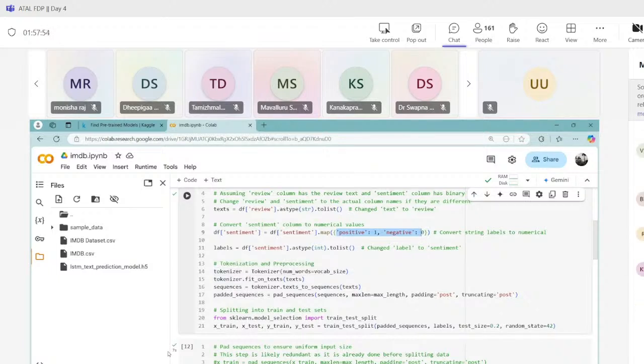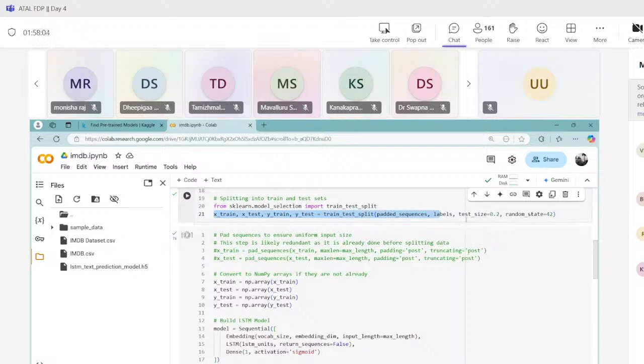By using the code from sklearn.model_selection import train_test_split, I'm going to split the data into training and testing. See here, by mentioning the test size of 0.2, which means 20%, the test size is 20% and the training size is 80%, which means 0.8. It will automatically convert the remaining 80% of the dataset into training.